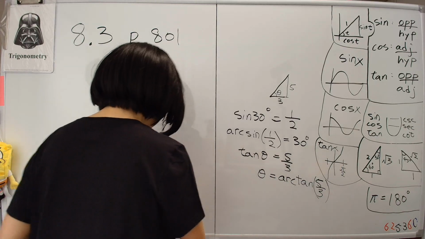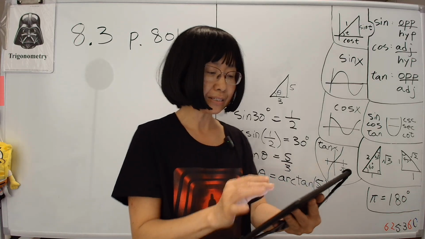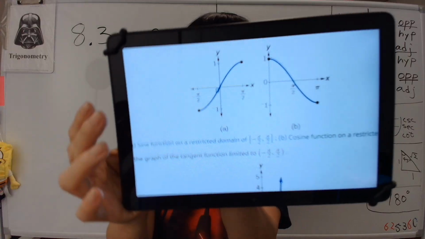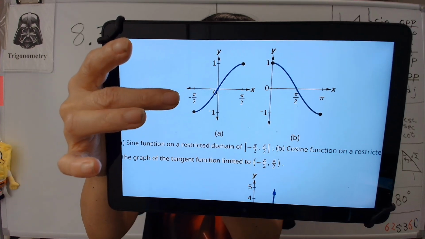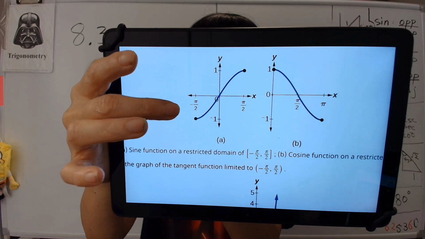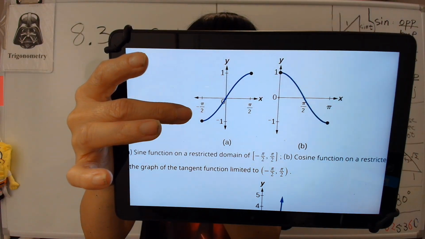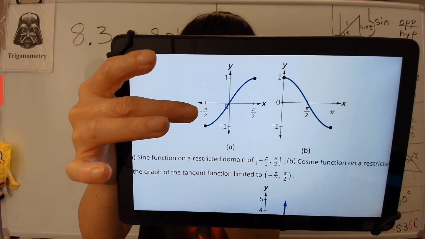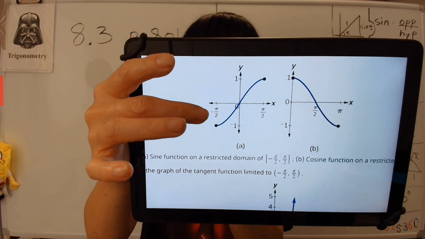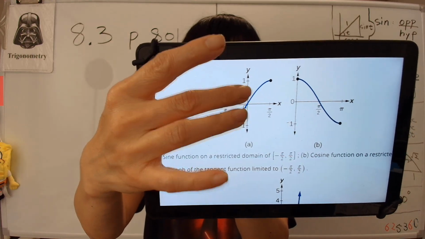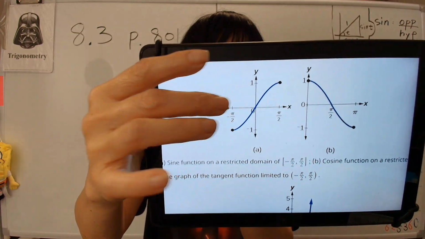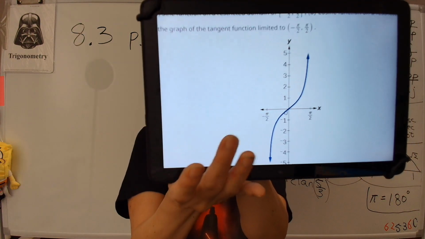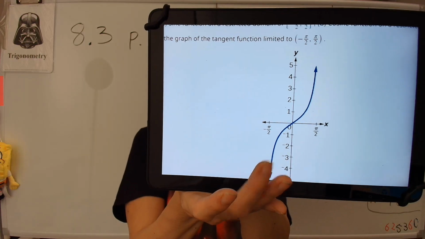So let's look at page 801 on top. There are certain things that you should take a look at. For the arc sine, we are restricting the sine function from minus pi over 2 to pi over 2 to define the inverse sine function. For cosine, we're restricting it to the range from 0 to pi. And tangent is restricted from minus pi over 2 to pi over 2. I'm talking about the range.